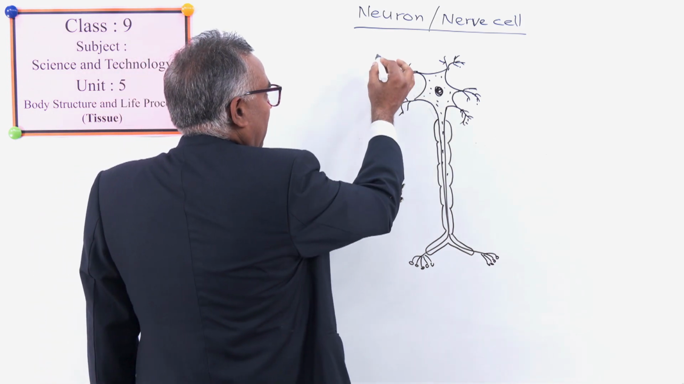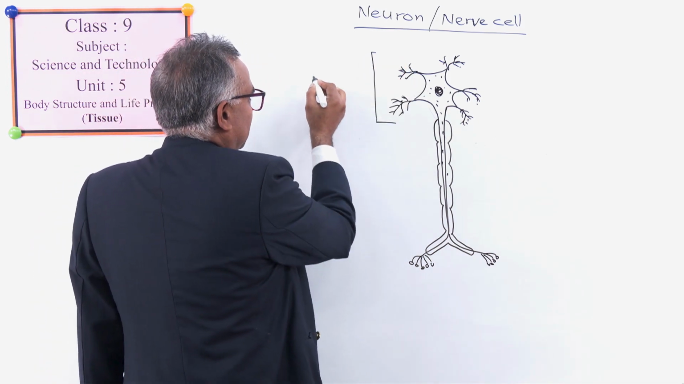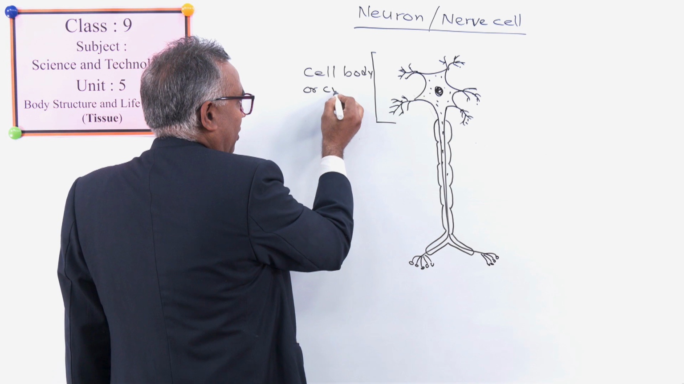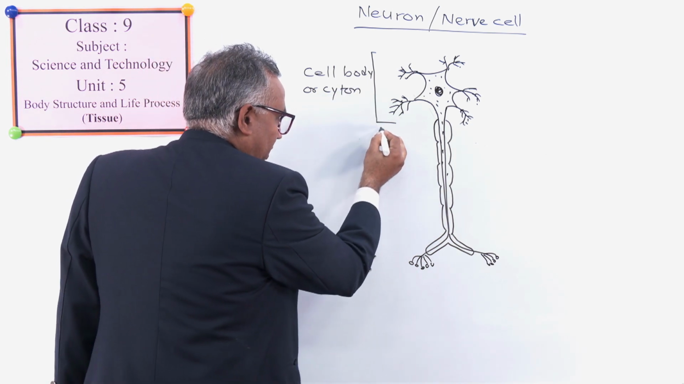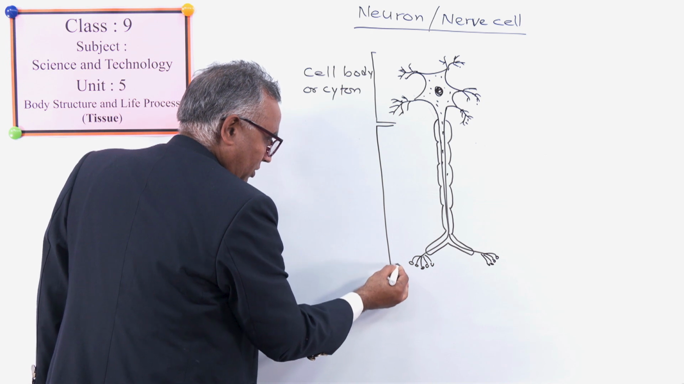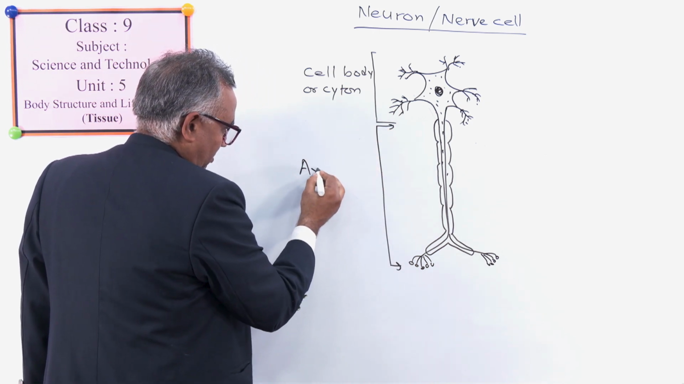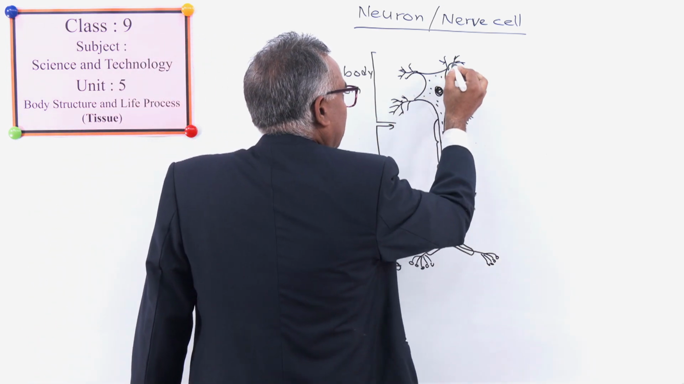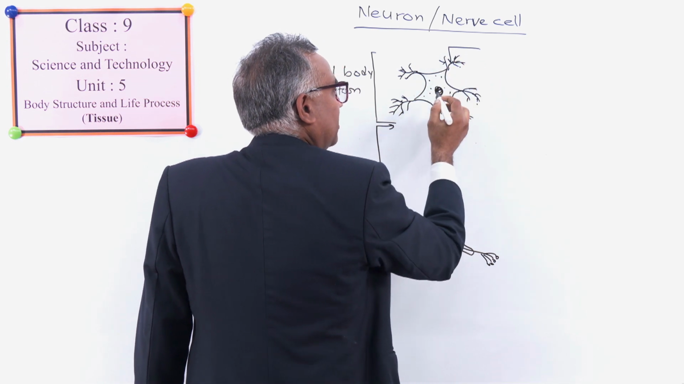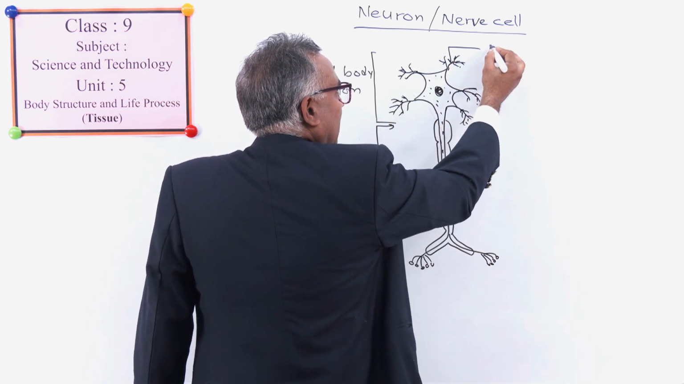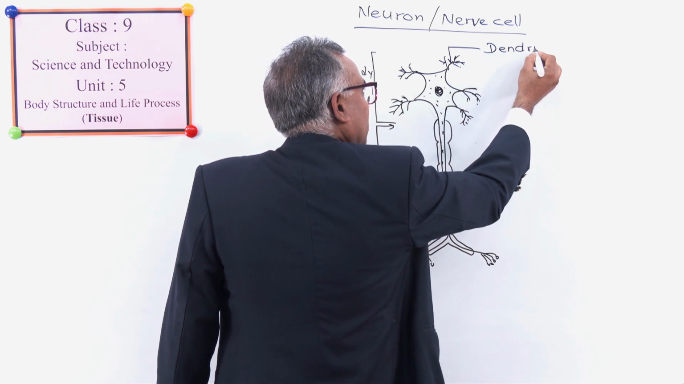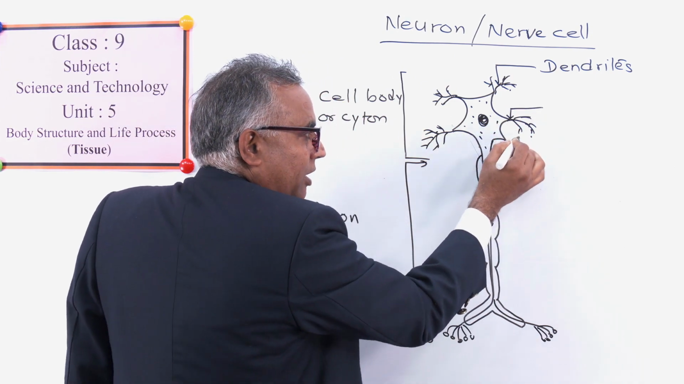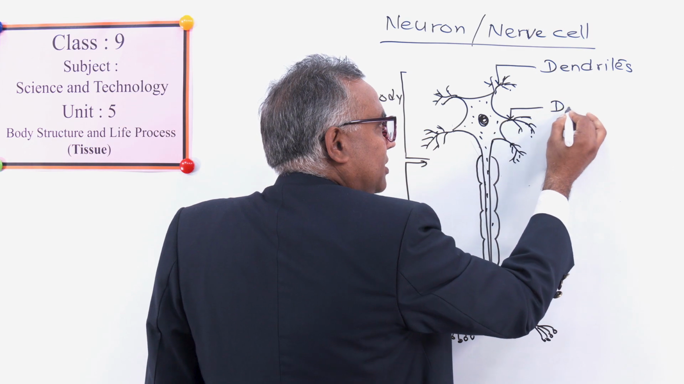So there are two major parts: the cell body or cyton, and the rest, that long thread-like structure, is the axon. Don't say Jackson. Axon. And here that is also a thread-like structure. The branches are called dendrites. And the main branch, not talking about their branches again, is called the dendron.